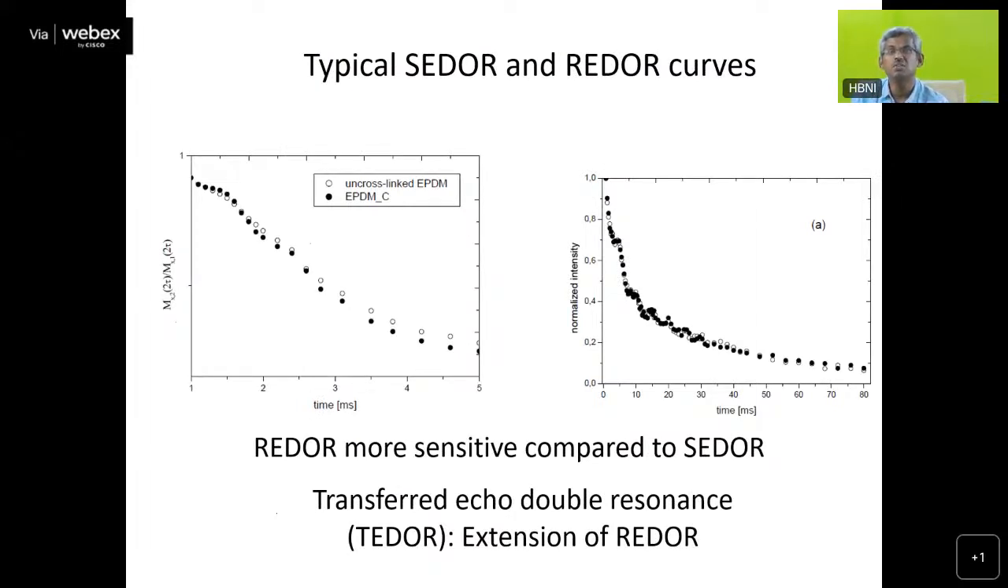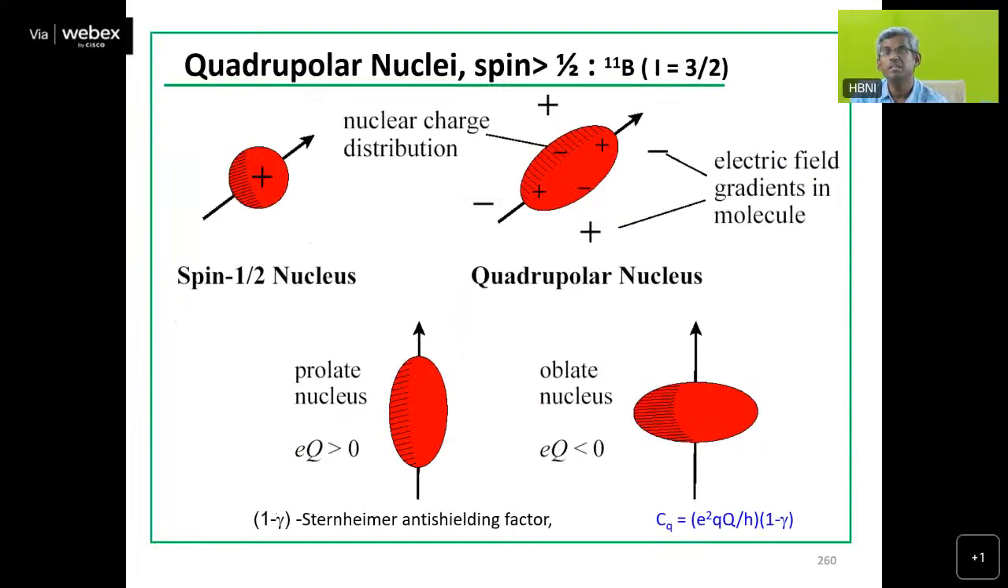So these are some representative curves, which I will not be discussing further. Now we will slightly move to a different topic. This we have not mentioned any time during the last 10 or 11 lectures. The reason being that I thought we will cover this as it forms a different category of NMR called quadrupolar nuclear NMR. This NMR of a quadrupolar nucleus is really challenging to record.